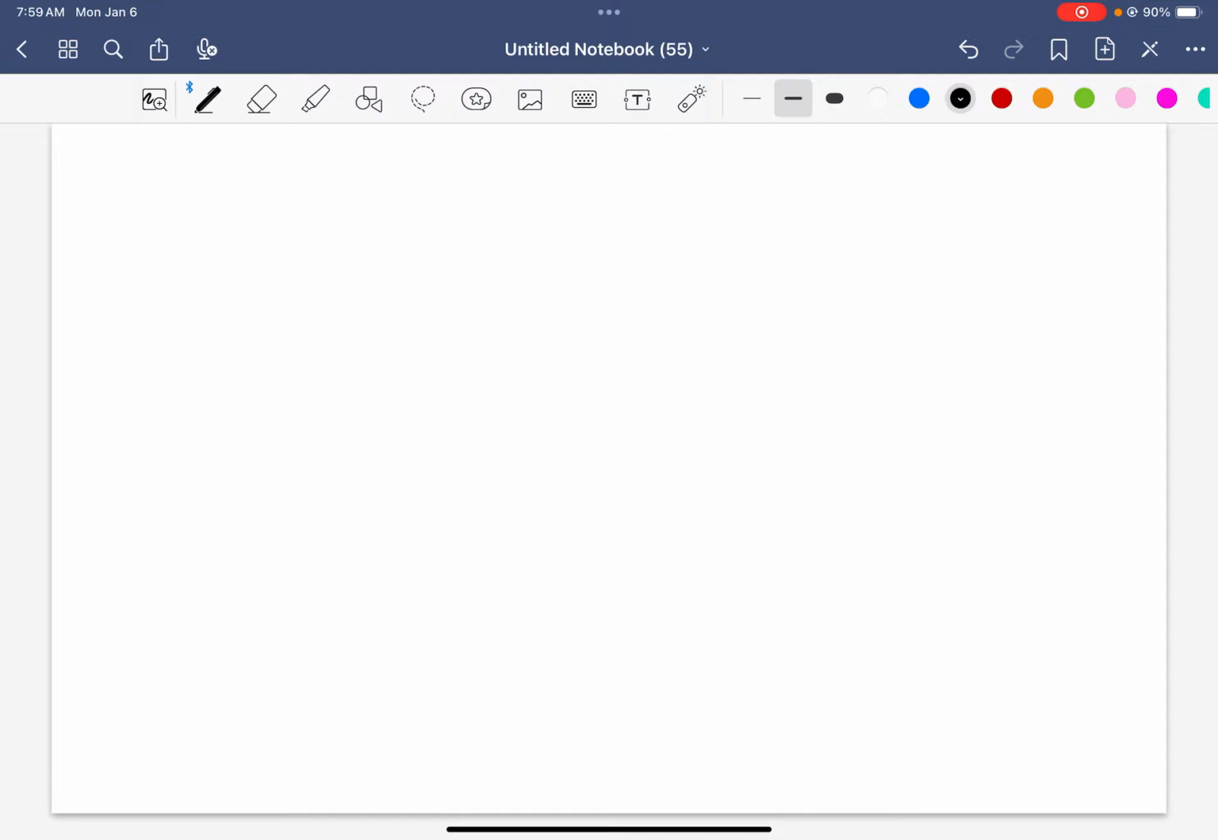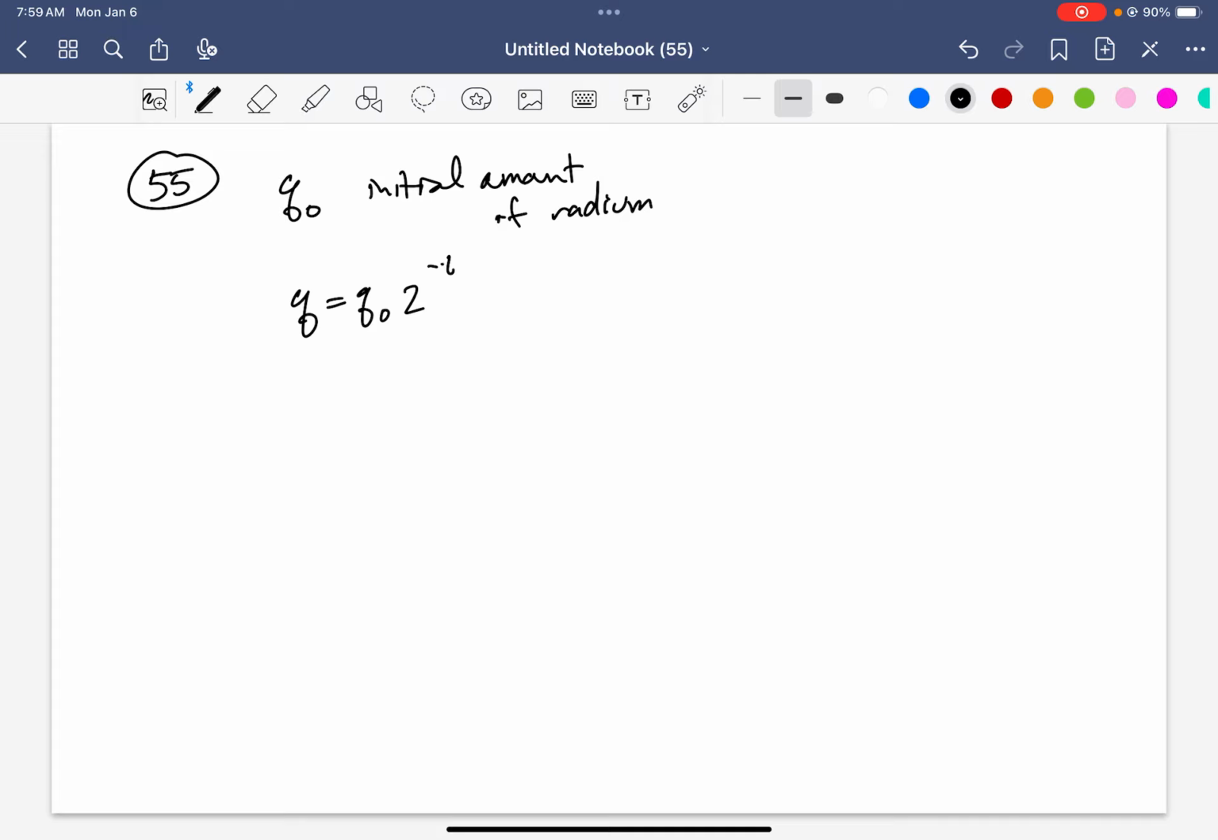What about 55? If I go over to 55, it says we start off with Q0 milligrams of radium. And it says that that's our initial amount of radium. And then Q is equal to Q0 times 2 raised to the -t over 1600. And then they want us to solve for t.